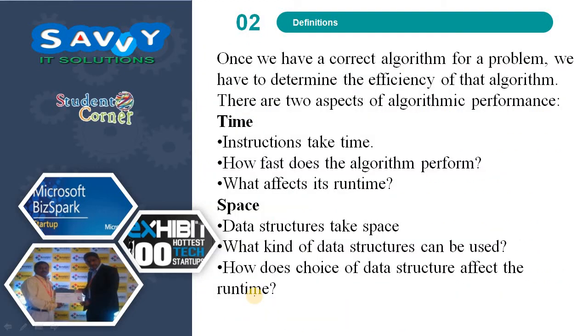Now, once we have a correct algorithm for a problem, we have to determine the efficiency of that algorithm. There are two aspects of algorithm performance: one is time and the second is space. Time: instructions take time. How fast does the algorithm perform? What affects its runtime? Space: data structures take space. What kind of data structures can be used? How does the choice of data structure affect the runtime?